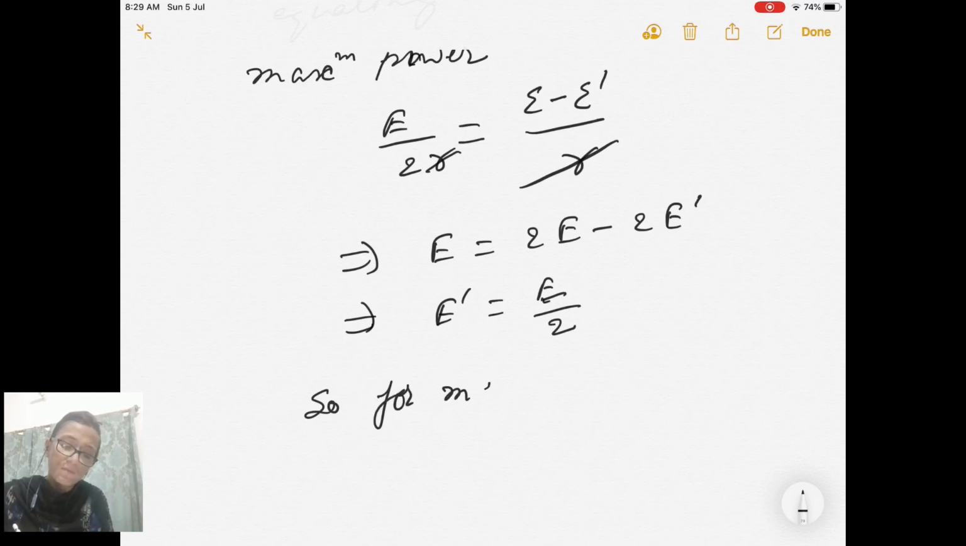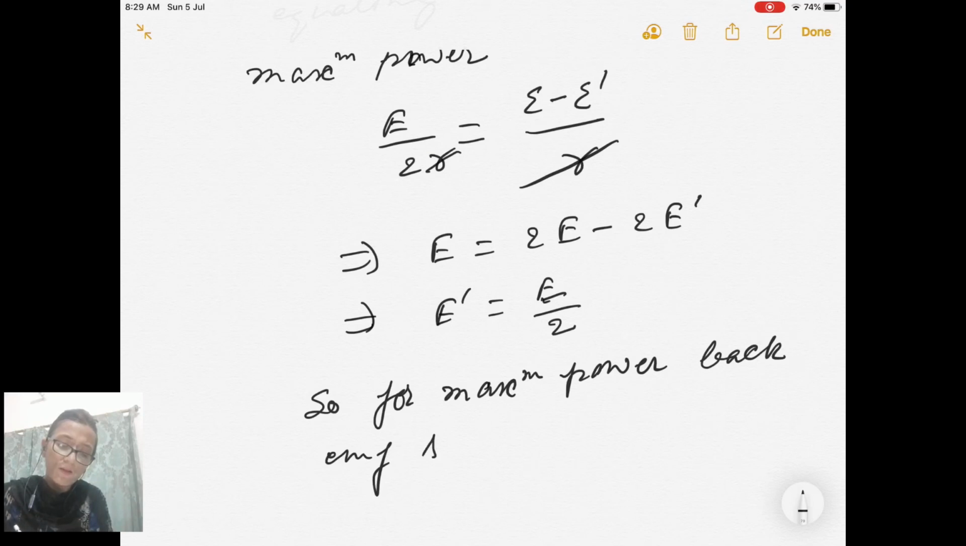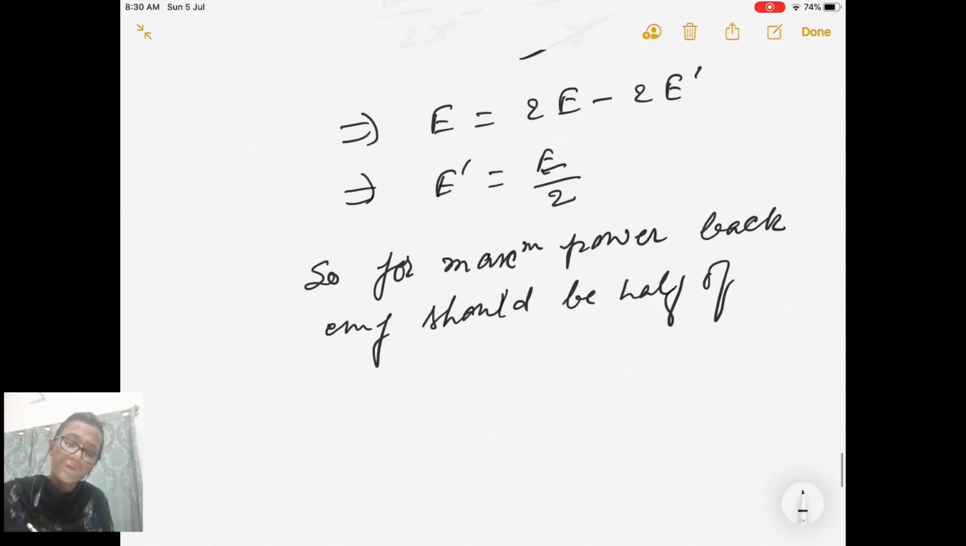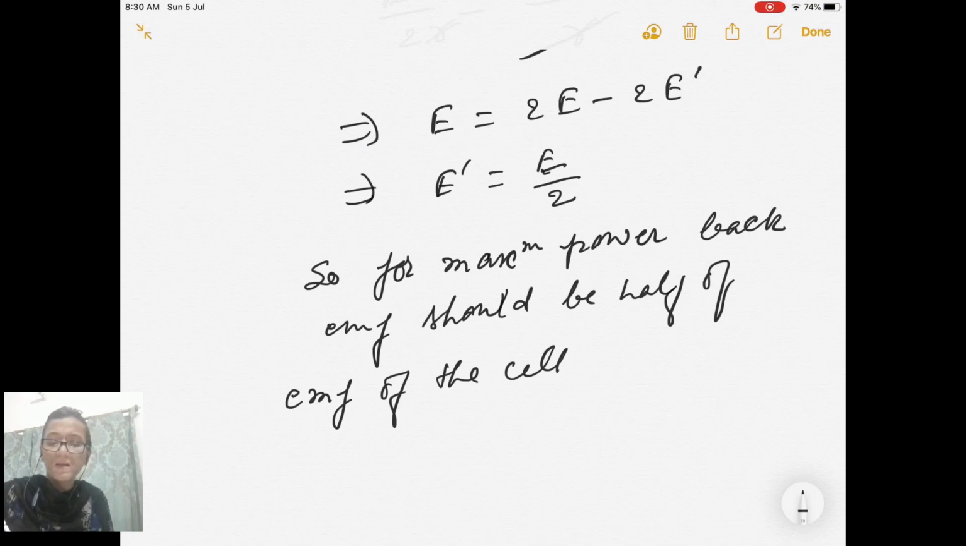So back EMF should be half of EMF provided to the inductor coil. For maximum power, back EMF should be half of EMF of the cell connected to an inductor coil.